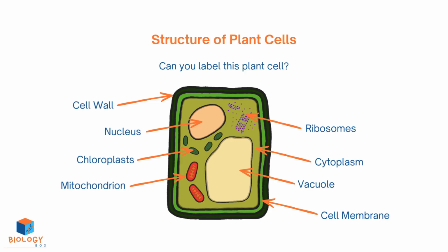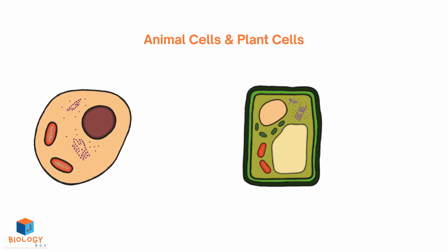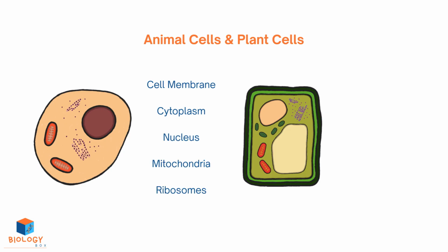Let's compare the 2 cells. Both cells have a cell membrane, cytoplasm, nucleus, mitochondria, and ribosomes. However, only the plant cell has a cell wall, vacuole, and chloroplasts.